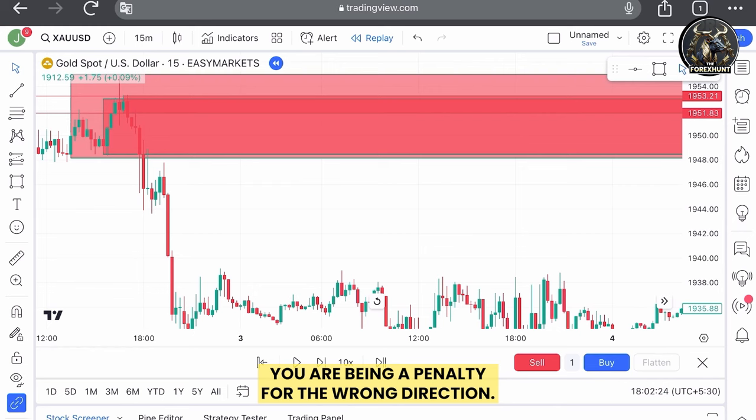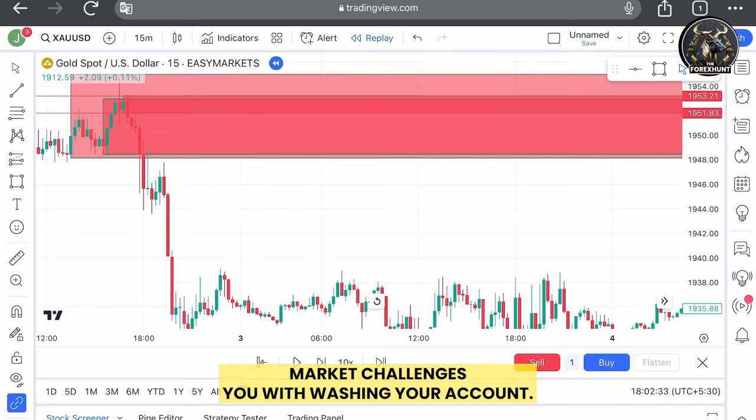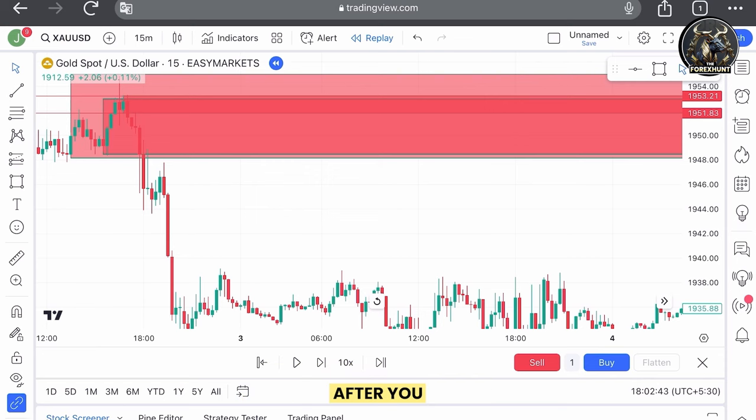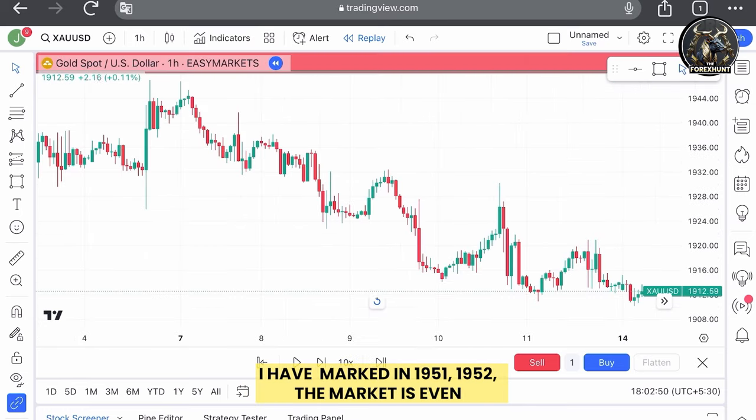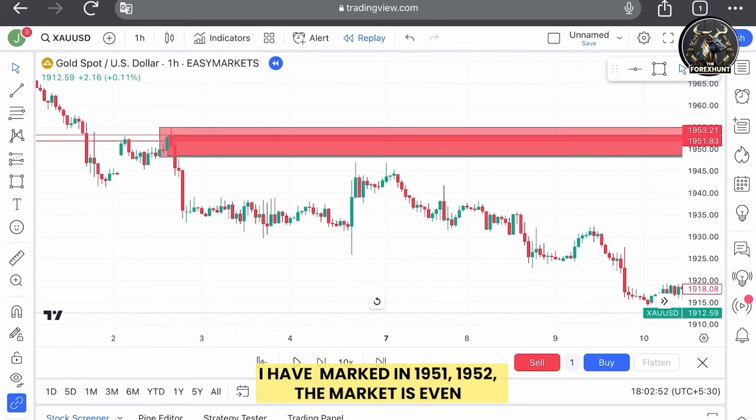You are paying a penalty for your wrong direction, your immediate impulsive buy or sell orders. The market charges you by wiping out your account. So be careful, don't be impatient, and check the charts after you make the entries. Now coming to the point, what I am doing: the zone I have marked is 1951, 1952.